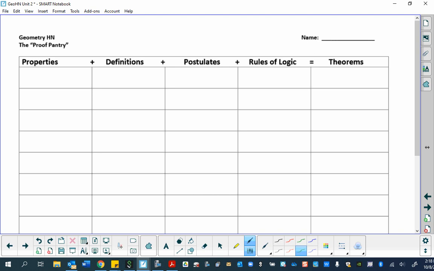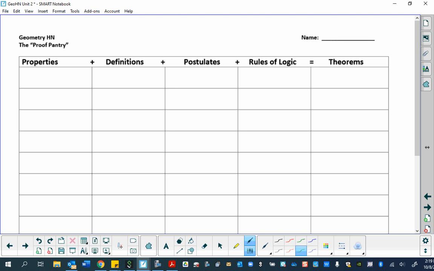And the proof pantry is just to provide a closet full of things that you may or may not need to use when you're doing your proofs. So if you look back to all the things that I just threw at you, definition of right angle, definition of supplementary, definition of congruence, subtraction property of equality, those are all things that you can use as justifications. So what we're going to do right now is organize a list of things that you can use as justifications.